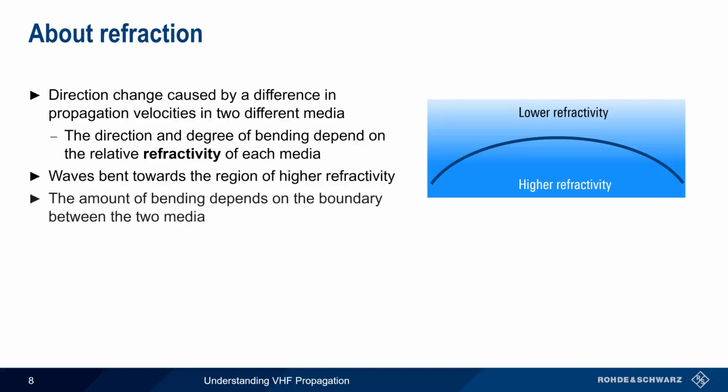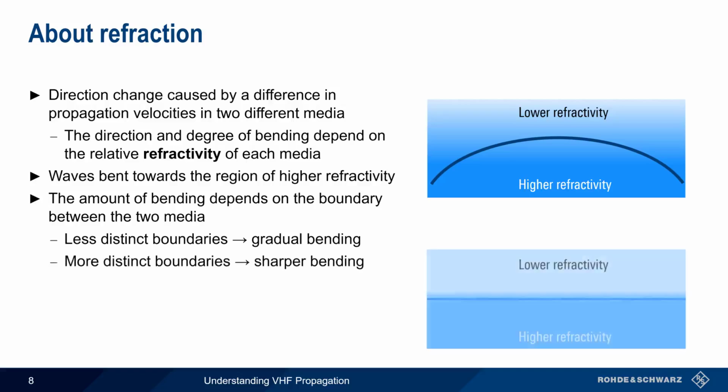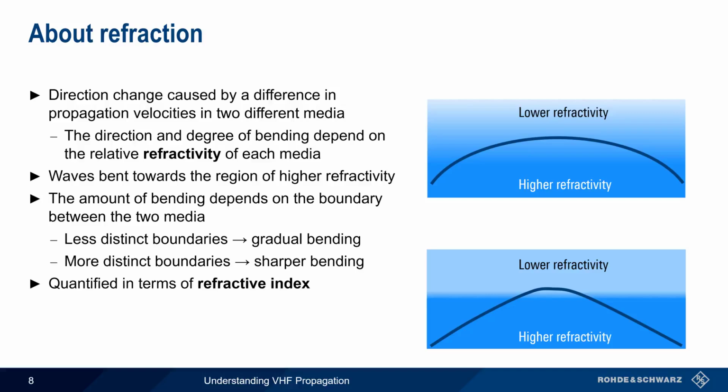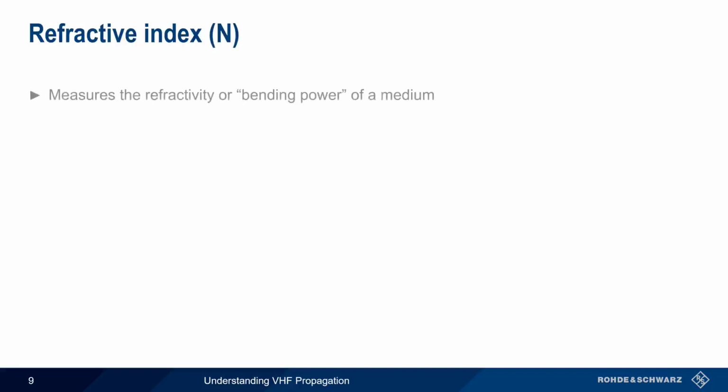The amount of bending depends on the boundary between the two media. When the boundaries are gradual, as in this example, the bending is also gradual. On the other hand, more distinct boundaries, as shown here, cause much sharper refraction. The amount of refractivity of a medium is quantified using something called the refractive index. The refractive index, abbreviated N, represents the bending power of a medium.